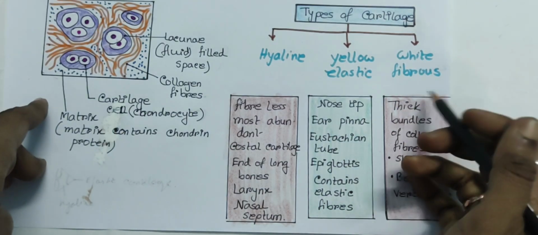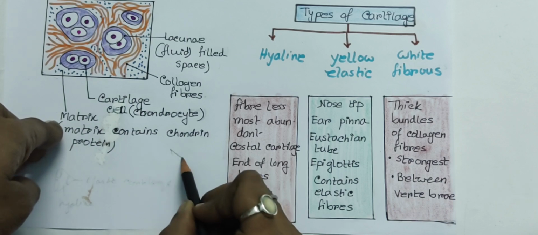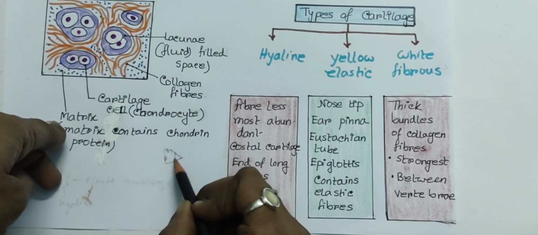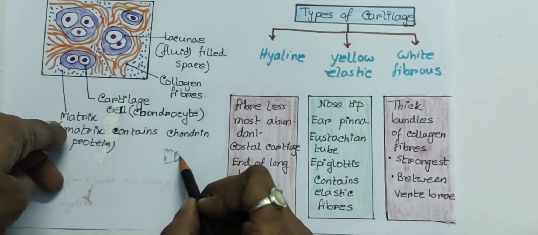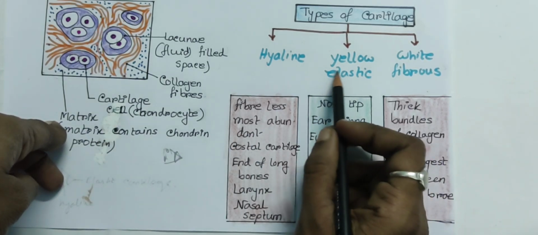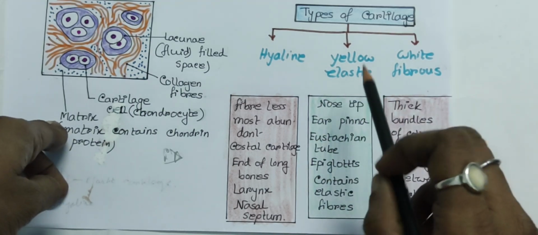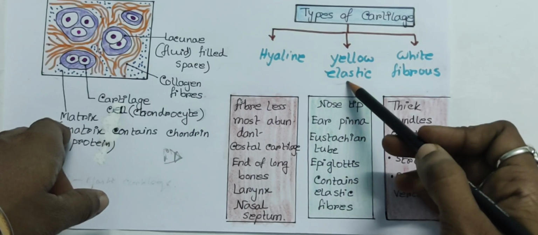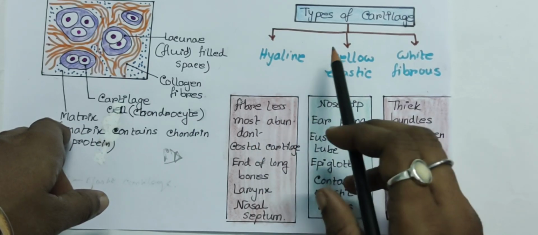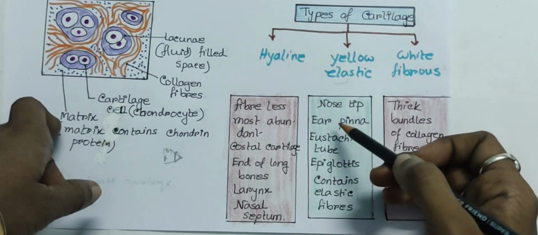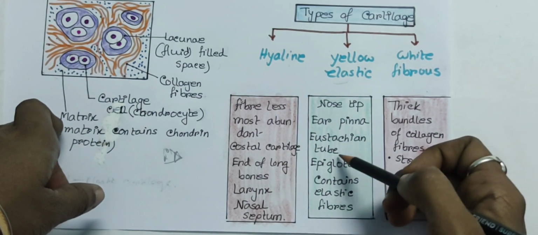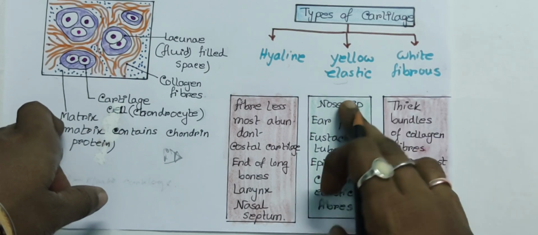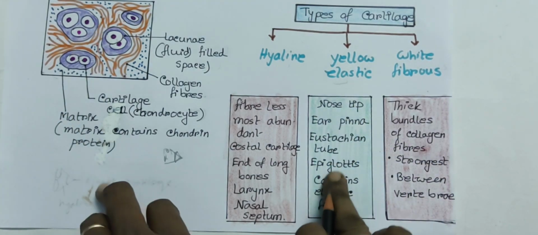Okay, so if we consider the nose, the nasal septum is made up of hyaline cartilage, and the front part that is also flexible, that is made up of elastic yellow cartilage. So nose tip is made up of yellow or elastic cartilage, and the nasal septum is made up of the hyaline cartilage. Next, there is ear pinna, eustachian tube, epiglottis, which contain elastic fibers. These are all elastic.